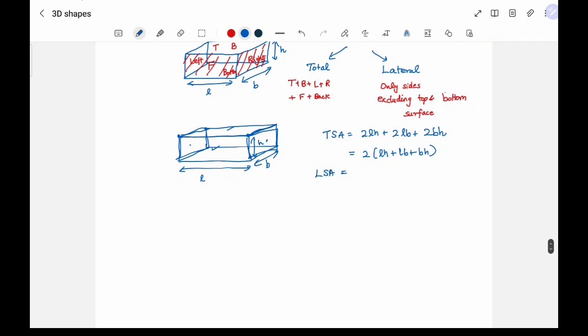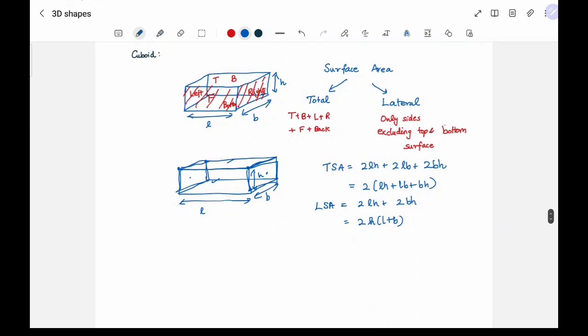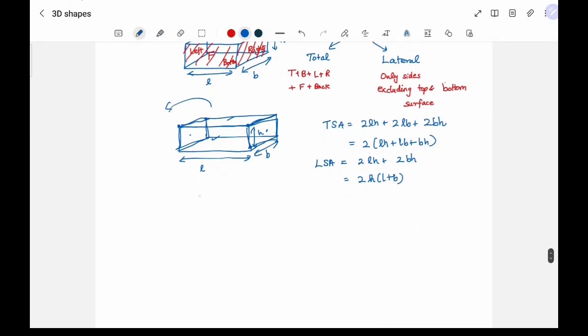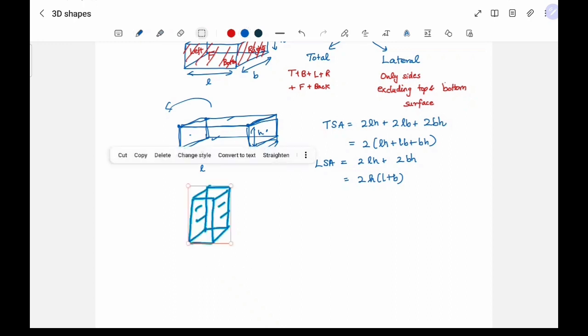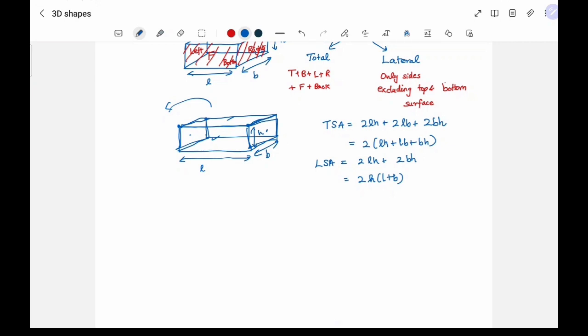What about lateral surface area? It is excluding top and bottom, right? So what do we have on the sides? LH, LH, so 2LH plus 2BH. So it is 2H into (L plus B). If you just flip the cuboid, rotate it 90 degrees, it will become something like this. Now the lateral surface area will change. So this and this, you see B into H doesn't come. So it depends on how the figure is oriented also. But in general it means only the sides.